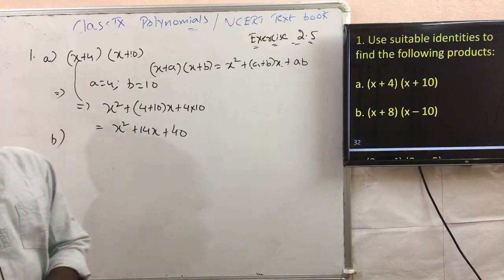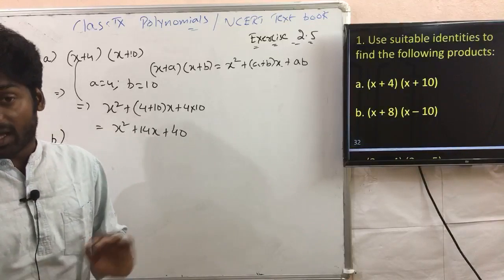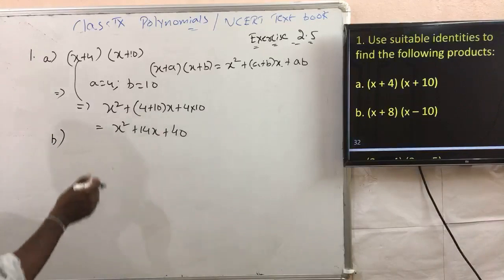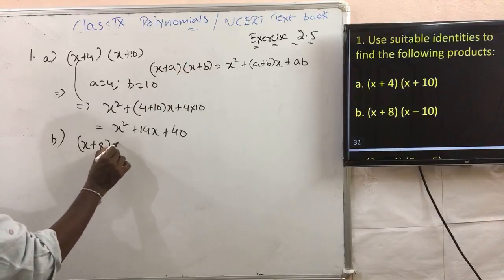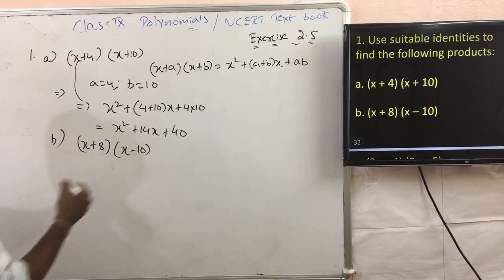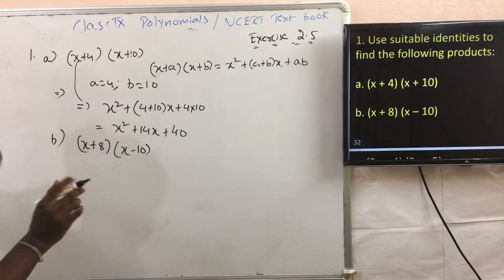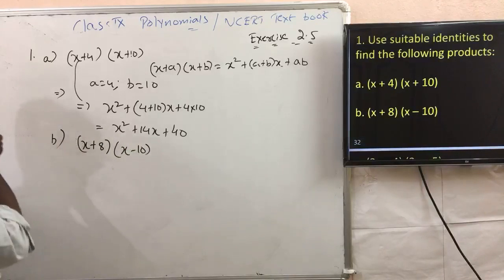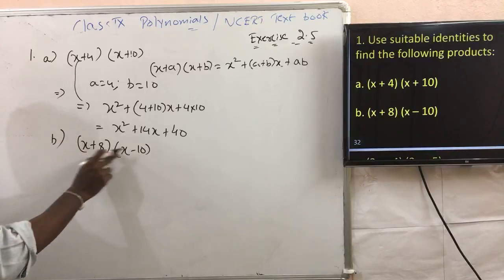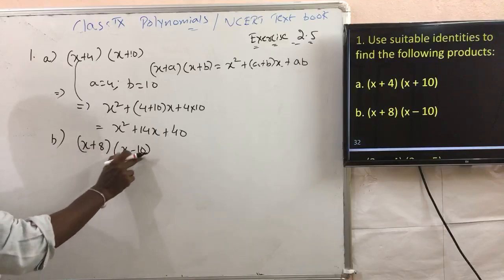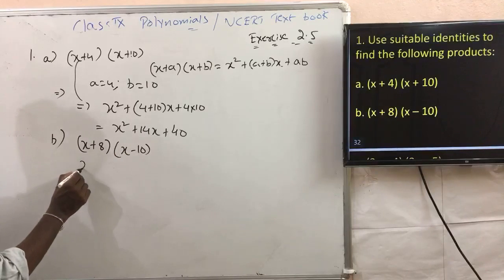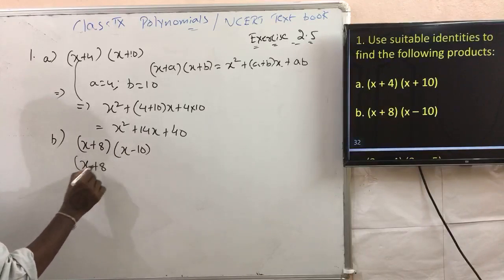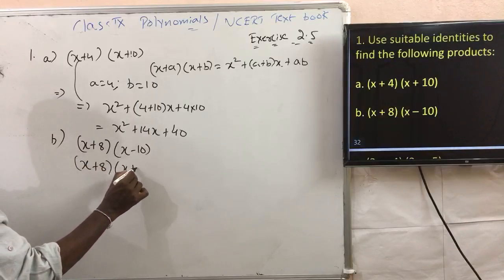So already 11 people are watching. Everyone can give the answer in the chat box. Those who are watching, next question: x plus 8 into x minus 10. Don't worry, it is not in the form of x plus y into x minus y, because here the term is not the same. So it is a little bit confusing, they have given it like this. Write this as x plus 8 into x plus of minus 10.